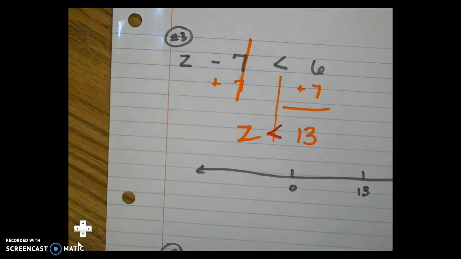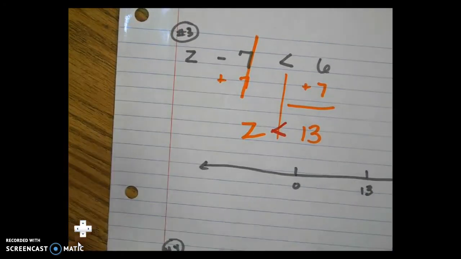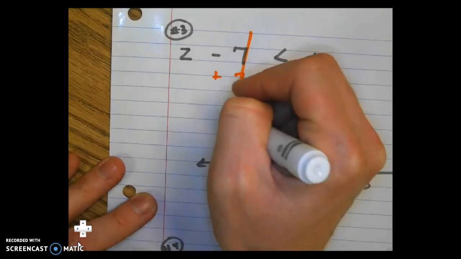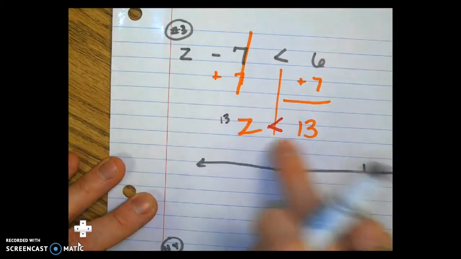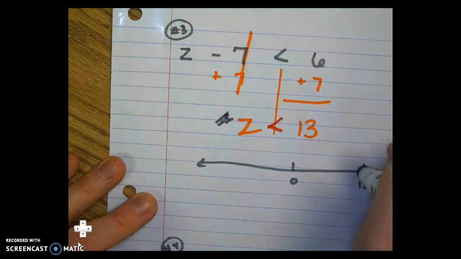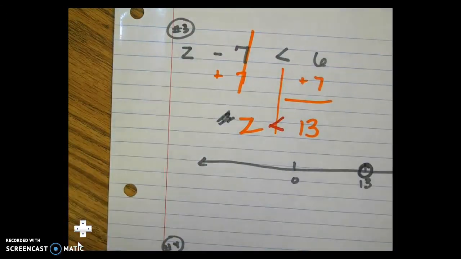So, like on a Scantron, could 13 be the answer? So I'm going to write this, you don't write it. If I put 13 here, does that make sense? Is 13 less than 13? No, it's not. So 13 can't be the answer, so we do not color it in. We leave the dot open.